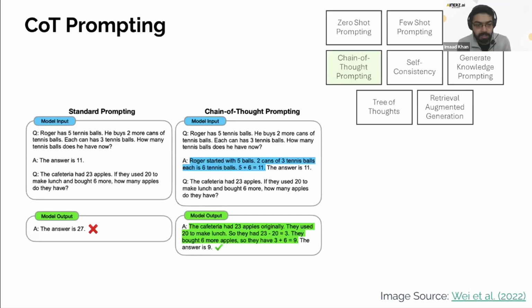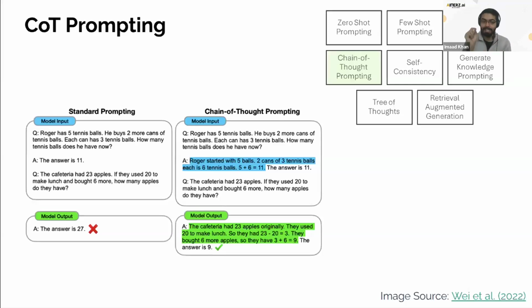So this is what you see here. Roger has 5 tennis balls. He buys 2 more cans of tennis balls. Each can has 3 tennis balls. How many tennis balls does he have now? The answer to that is 11, and if you do the calculation, you will get 11. Next question: the cafeteria has 23 apples. If they used 20 to make lunch and bought 6 more, how many apples do they have? The output of the model is 27. That is wrong. The mathematical calculation is wrong.